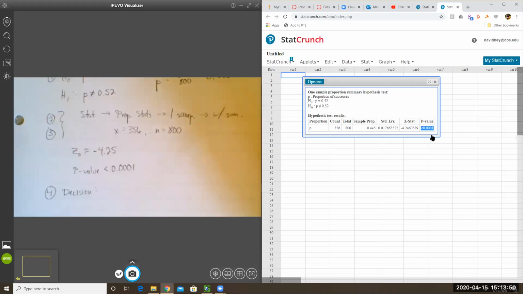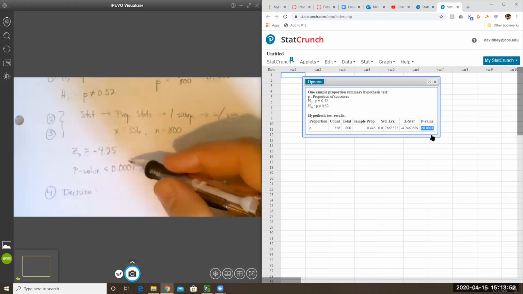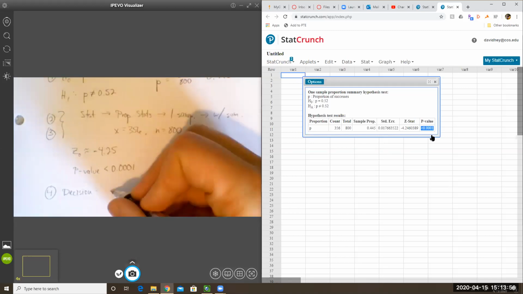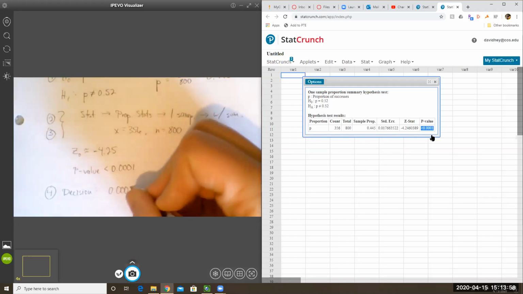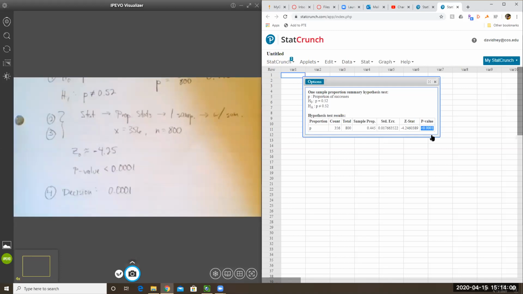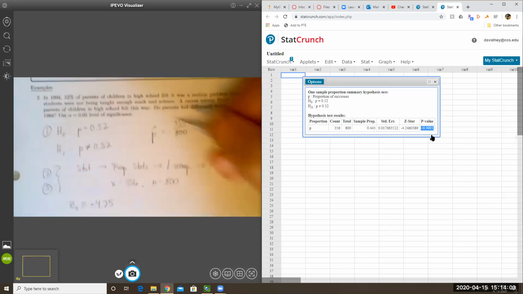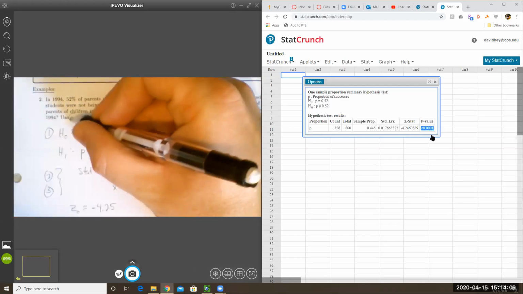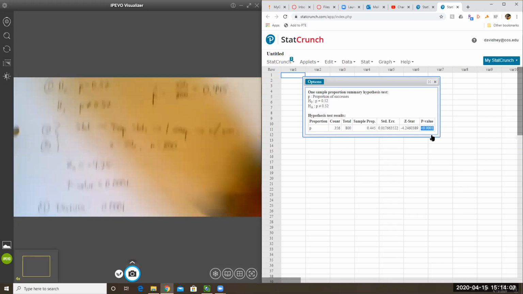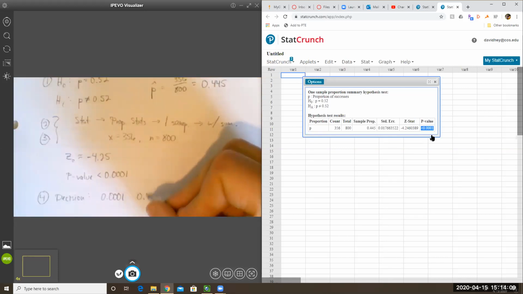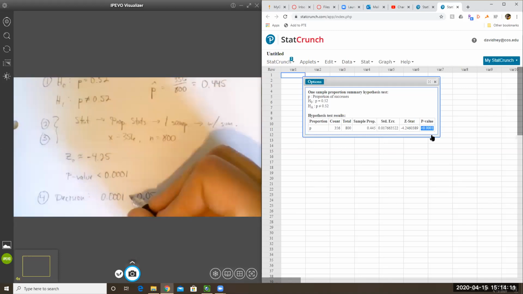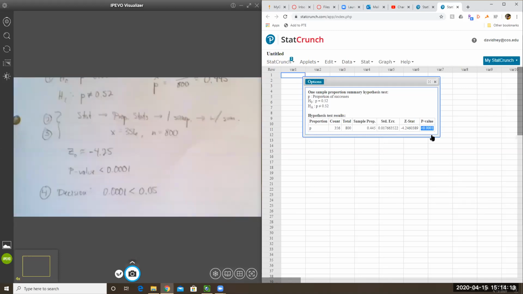So again, we're going to compare our p-value. We don't know exactly what it is, but it's less than 0.0001, so I'm just going to use 0.0001 in its place. And we want to compare that to alpha. In this problem, we were told to use a 0.05 level of significance, so we're comparing it to 0.05. We want the p-value to be less than alpha. If the p-value is less than alpha, then we reject the null hypothesis. And in this case, it is, right?